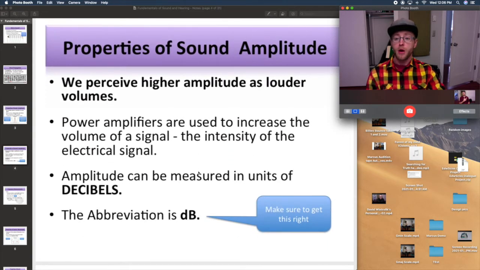Okay, so properties of sound: amplitude. Like I was saying, we perceive sound as loud and quiet. We kind of interpret these in our human way by perceiving sound as being loud and quiet, but the way that we measure that human perception is with a term called decibels. The abbreviation is a lowercase d, uppercase B.